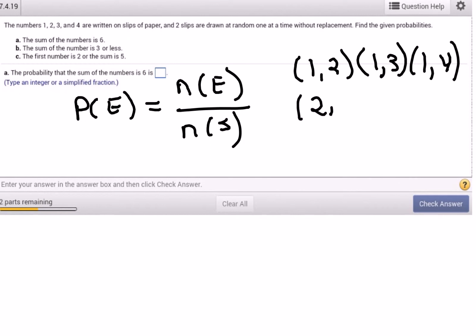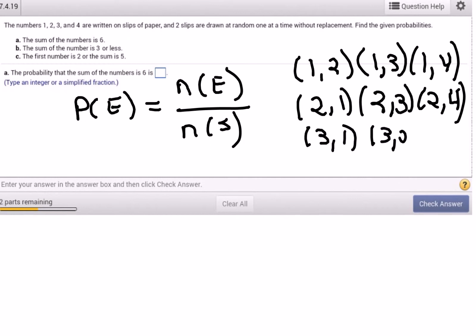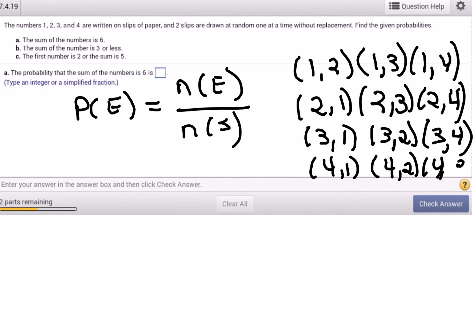Or we could have a 2, 1, 2, 3, 2, 4, or a 3, 1, 3, 2. Remember it's without replacement, so if I draw the 3 the first time, then you won't have a 3 to draw. And then the last would be a 4, 1, 4, 2, 4, 3. So that would be our sample space, which is 12. There are 12 different ways we could draw 2 slips of paper without replacement.